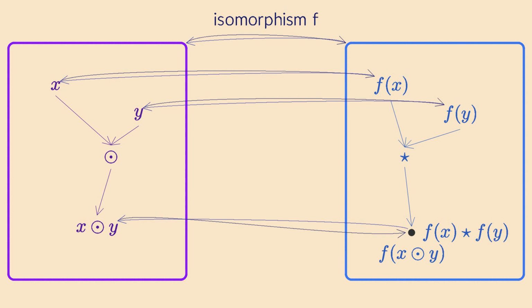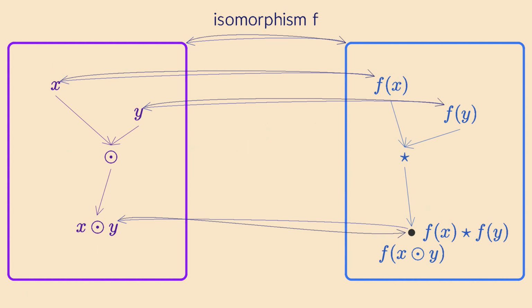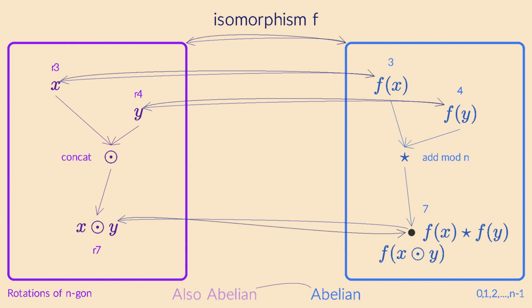So, even though the rotations of the square and the addition modulo 4 are technically not the same, they are the same for all practical purposes. If you want to be precise, you would say that they are the same up to isomorphism. Why are morphisms useful? Basically because they allow us to study one monoid in terms of another. In the previous video, I showed an example of how you can transfer knowledge from one group to an isomorphic one. If you can easily prove that addition modulo n is abelian, then the rotations of a regular n-gon must be abelian too, because both are the same up to isomorphism.